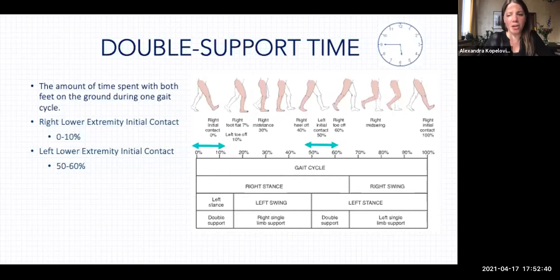And that's something as a therapist you should definitely be aware of when training your patients for ambulation, when trying to create that energy efficiency and stability for them for gait. So like I said, double support time is 0.1 seconds for the right lower extremity, and 0.1 seconds for the left lower extremity.